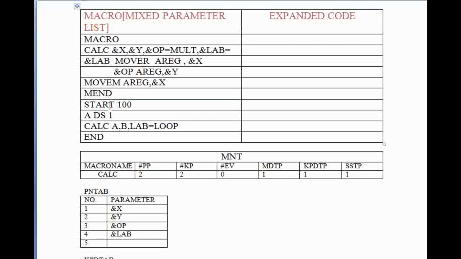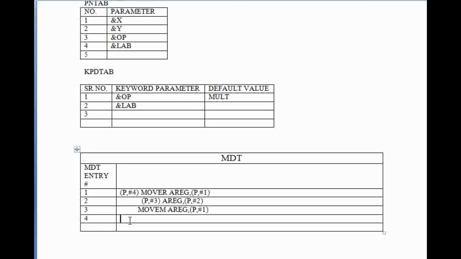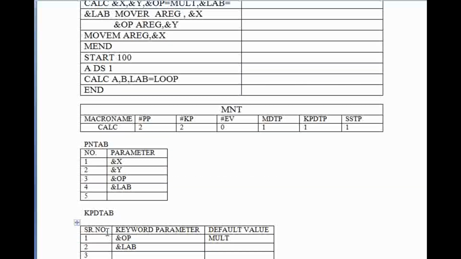Okay, and next we have this as MEND. So we write our MEND statement over here, increment the pointer by 1. Next we see that the macro has ended, so we need to update this MNT. Since #KP is 2, this value remains as it is, but since we don't have any sequencing symbols, this value is set to 0. Now we look at the next line.